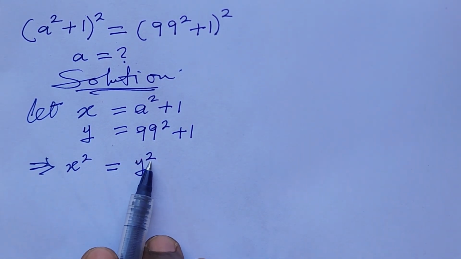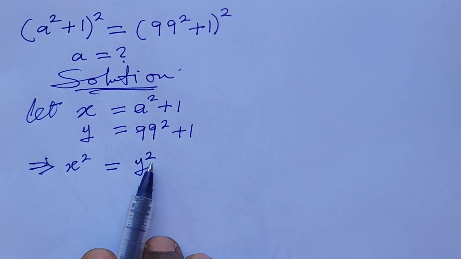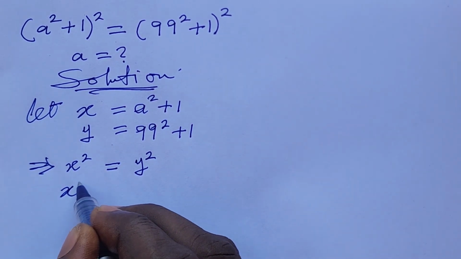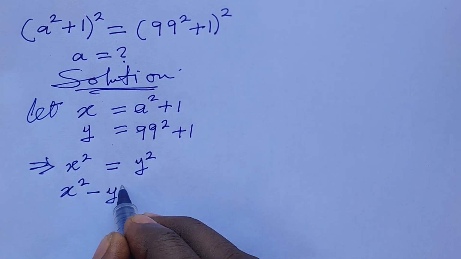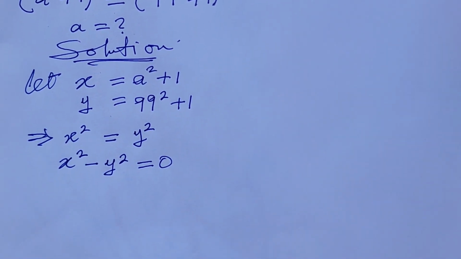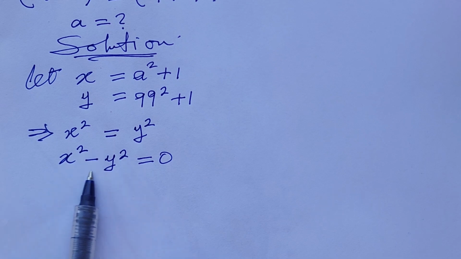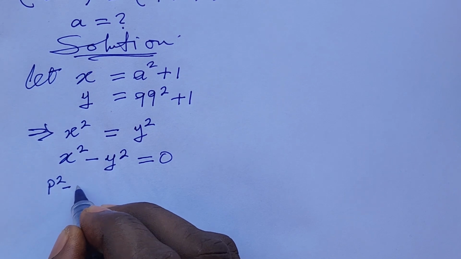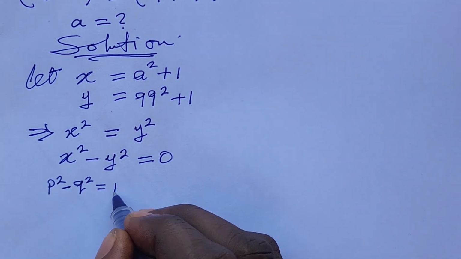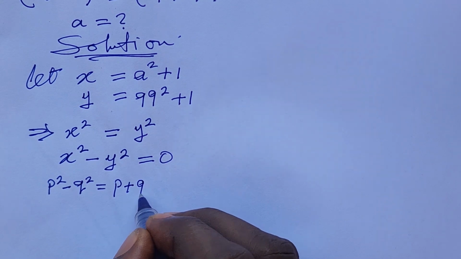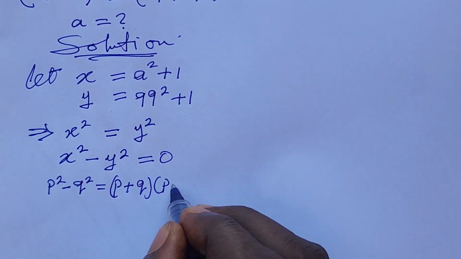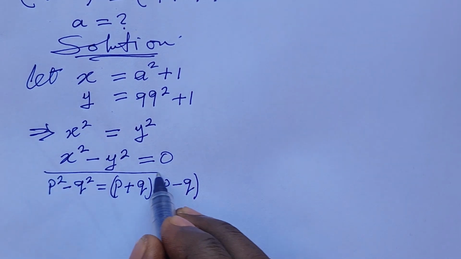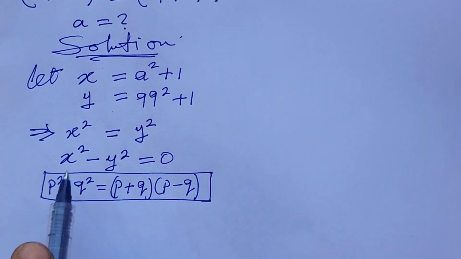Okay, so let's move the quantity on the right hand side to the left hand side of our equation. This gives us x^2 - y^2 = 0. Look at this expression very well. What comes to mind is the difference of two squares. Remember the difference of two squares says that if you have p^2 - q^2, this is simply (p + q)(p - q). We all know this, right? So this is the rule we are going to use to work on this.